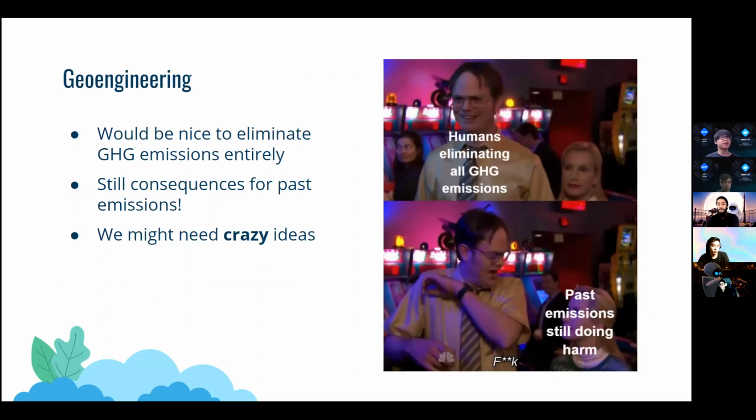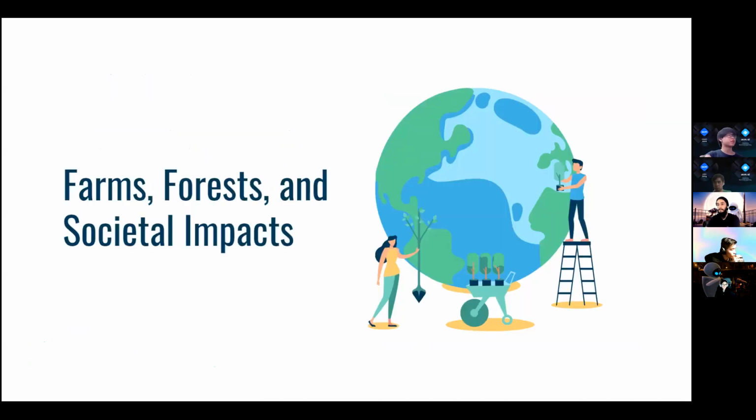It would be nice to eliminate greenhouse gas emissions entirely, but there are still consequences for past emissions, and we might need some crazy ideas. I know that this doesn't really tell you much, but it's to get you thinking that some researchers suggest way far out there ideas that might sound crazy, but can be implemented using machine learning tools. And with that, I'll pass it off to Aman.